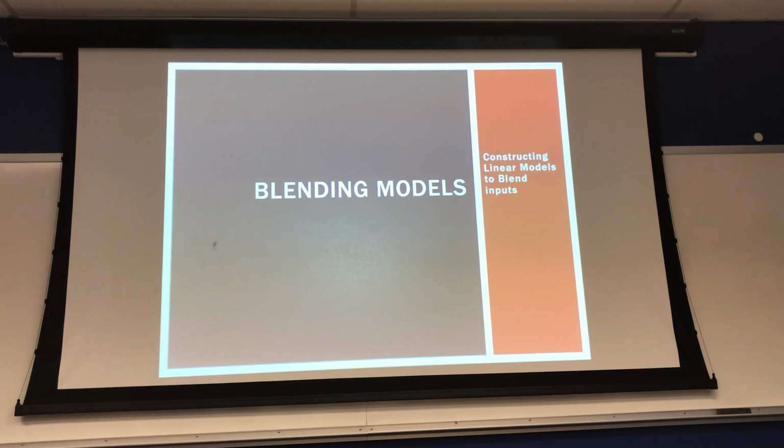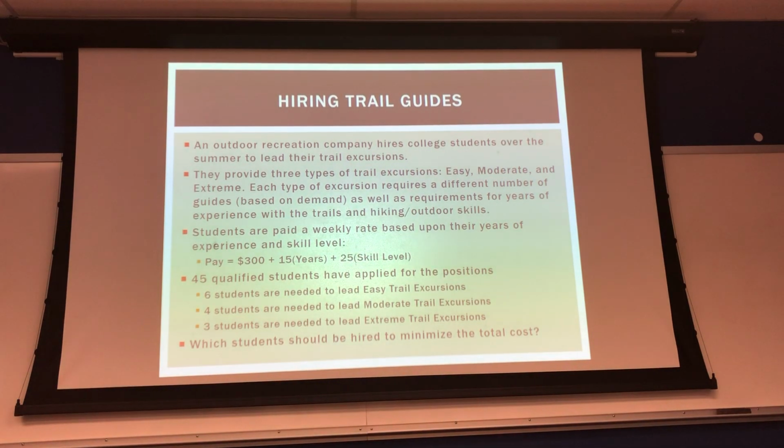Our first one is a little bit unconventional though, in that what we are blending is people's skill and years of experience for a particular job. So we run this little recreation company and we have these trails and we need trail guides for them. And there are three trails: the easy, the moderate, and the extreme. Some of the things that factor into this is that we pay the trail guides differently based on their years of experience and their skill level. And that formula is right here. You can see how much we pay them additionally for years of experience and skill level.